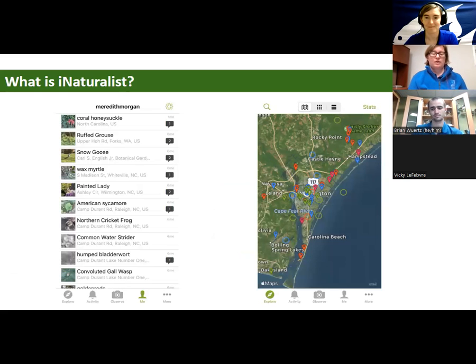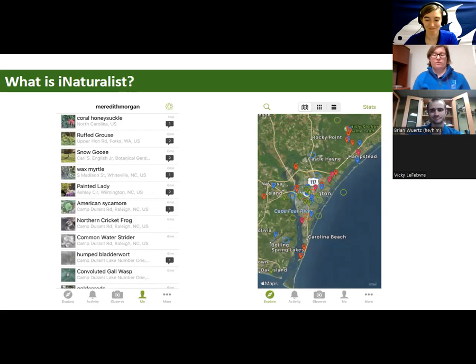So, as I mentioned, this app is available for Android and Apple devices. And on this screen, the one on the left is what the app will look like to you when you're looking at your own observations. Your observations are any of those plants or animals, or even recordings. You can record sounds of bird calls or frog calls, things like that. That's what it would look like on the app.